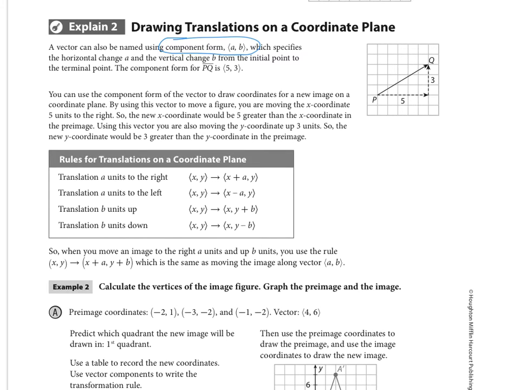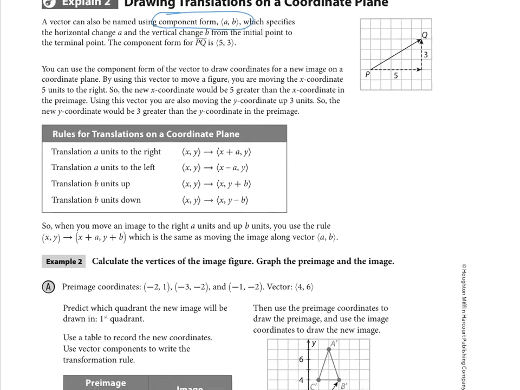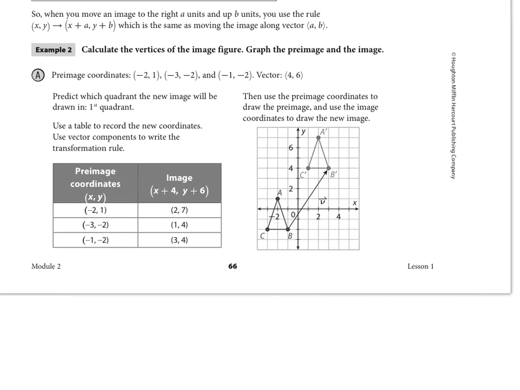What we want to do next is walk through Example 2, where we're calculating new vertices when they give us a vector in component form. Okay, so here's my vector in component form rather than actually drawing the vector on the diagram. So we have pre-image coordinates (-2, 1), (-3, -2), and (-1, -2) along a vector <4, 6>. So remember what that means again. That means to the right 4 and up 6. And what we want to do is predict which quadrant the new image will be drawn in.